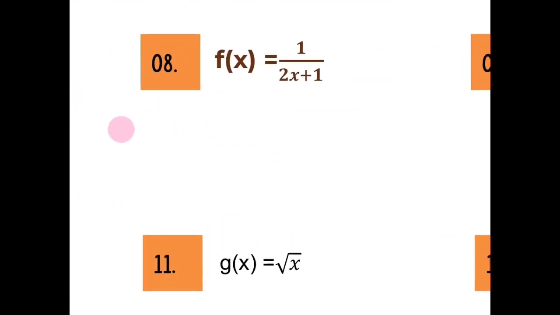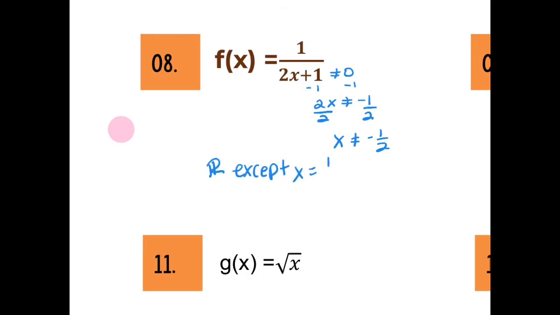All right, number 8, again, variable in the denominator. So I would say my denominator cannot equal 0, subtract the 1, 2x cannot equal -1, and divide by 2, x cannot equal -1/2. So all real numbers except x equals -1/2.